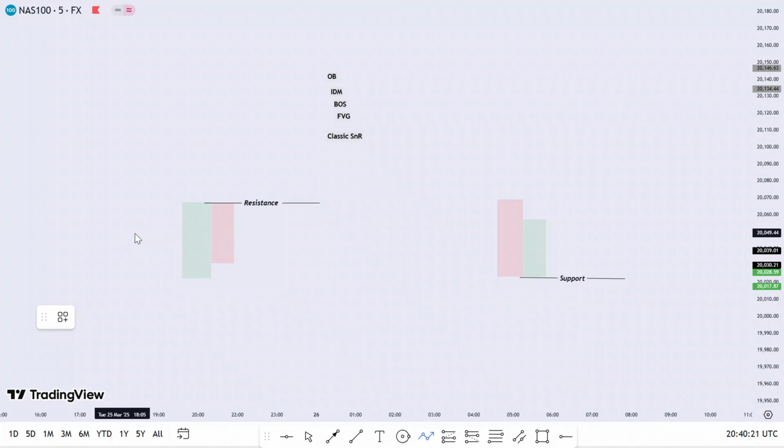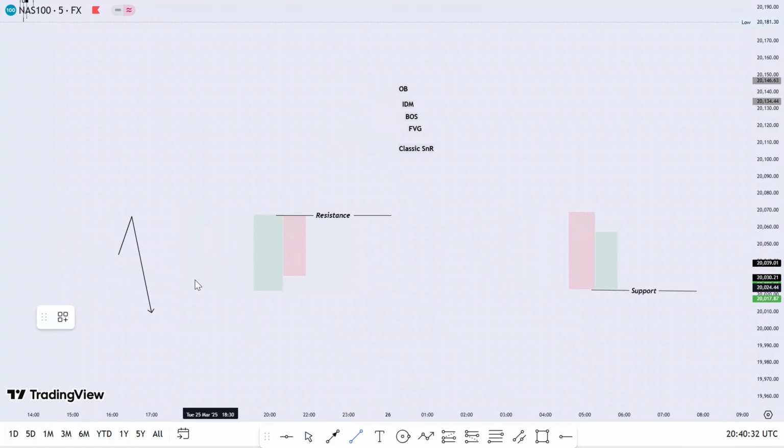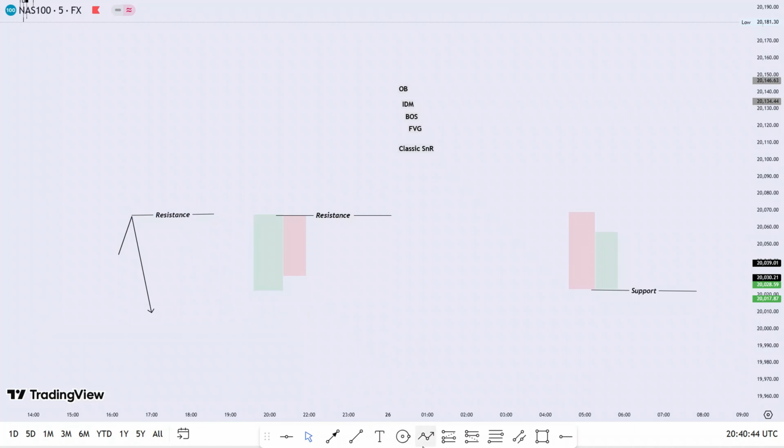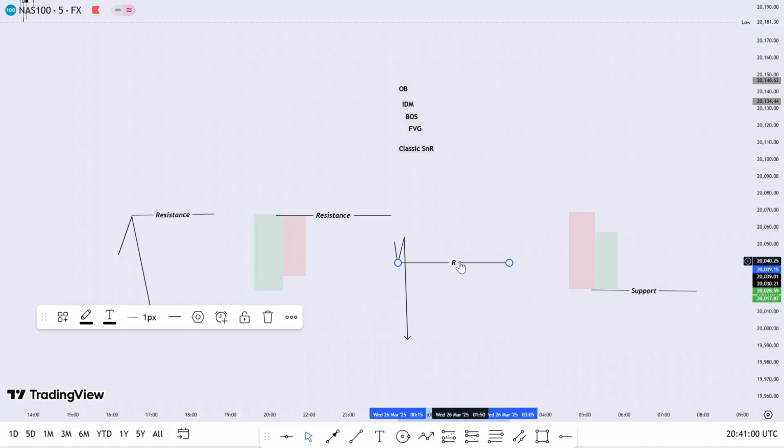Now for the line chart, it can actually form in two ways. For the case of resistance, one can form like this. Let me put it right here. One can form like this for the line chart. This level is going to be a resistance level. And it can also form like this. Let me draw it. This level is going to be a resistance level.